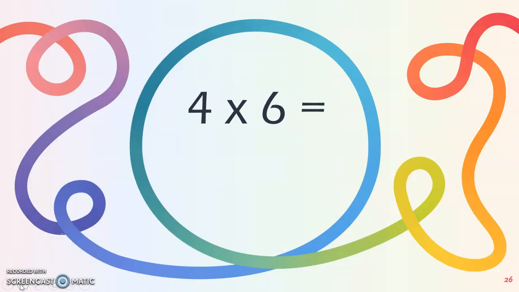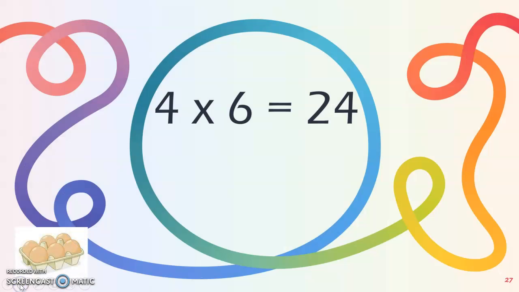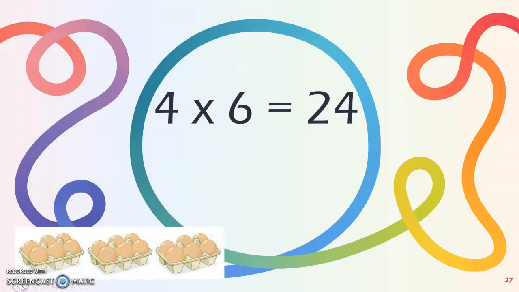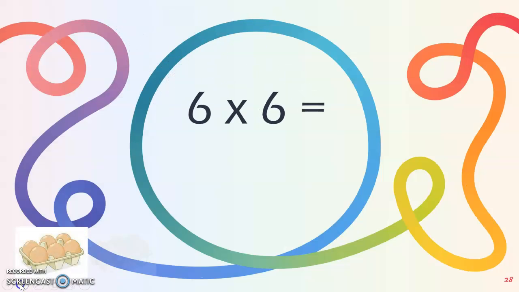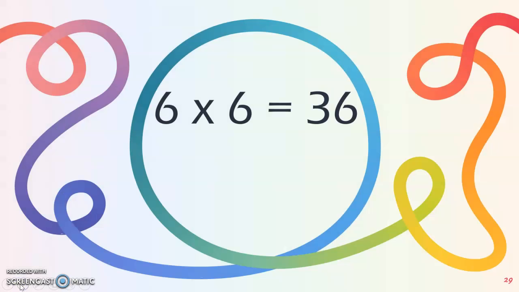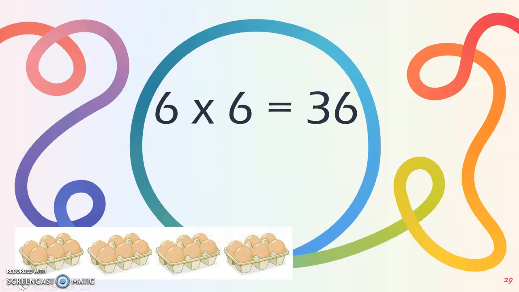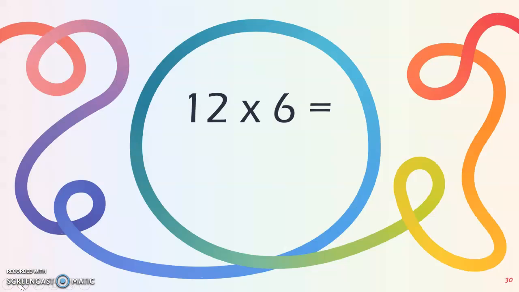Here's another one. 4 times 6. 4 boxes. Counting sixes. It's 6, 12, 18, 24. Here's another 6 times 6. 6 boxes. What do you get? 6 times 6 is 36. 6, 12, 18, 24, 30, 36. And 12 times 6?